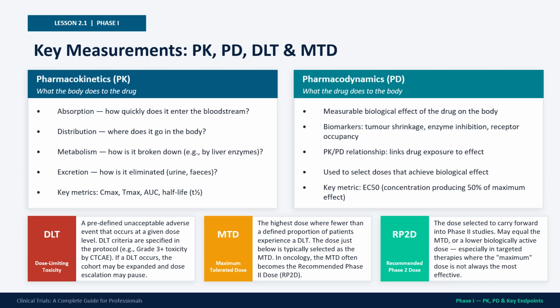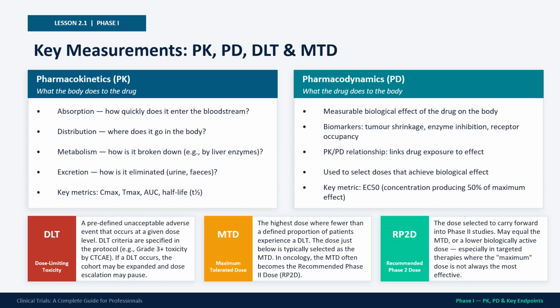Pharmacokinetics, PK, describes what the body does to the drug. How quickly is it absorbed into the bloodstream? Where does it distribute? Does it penetrate the brain? How is it broken down, typically by liver enzymes? And how is it excreted, through urine, feces, or breath?